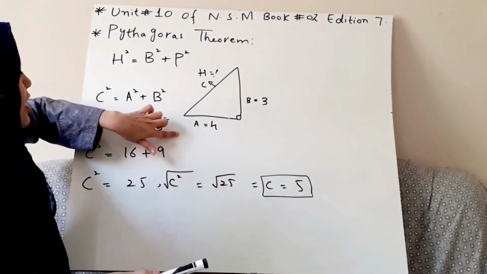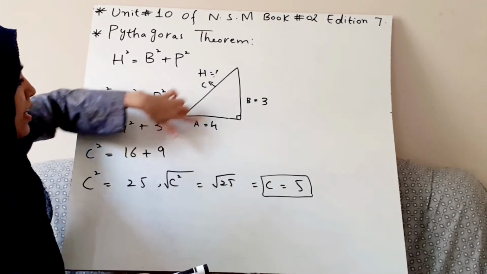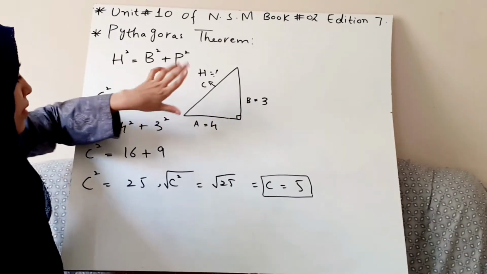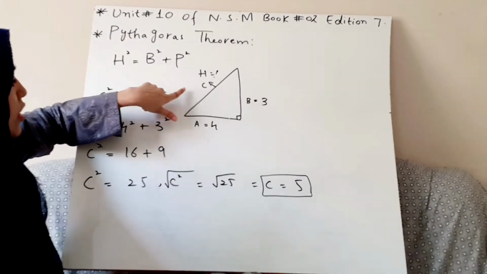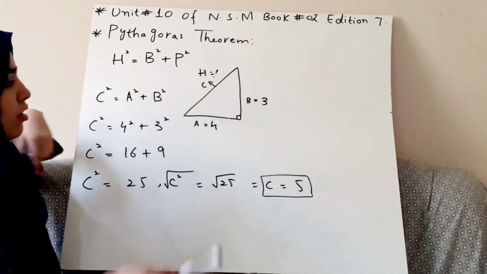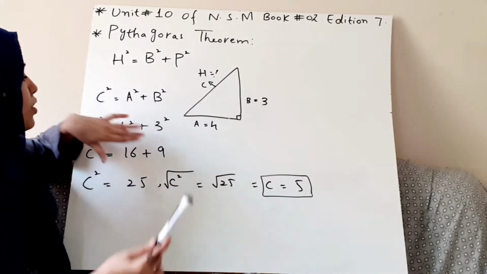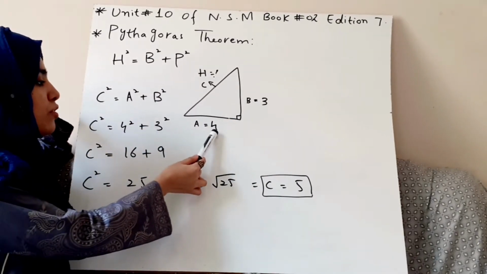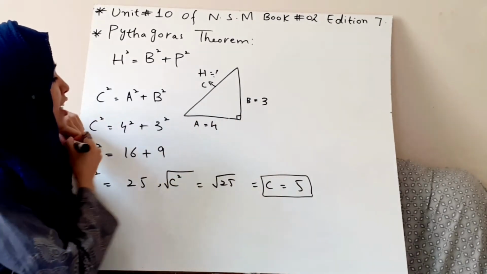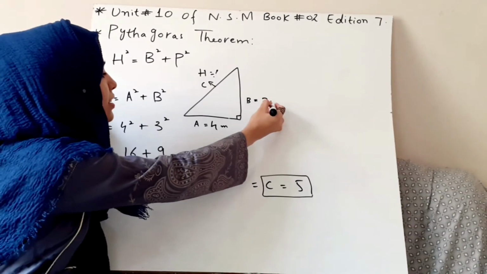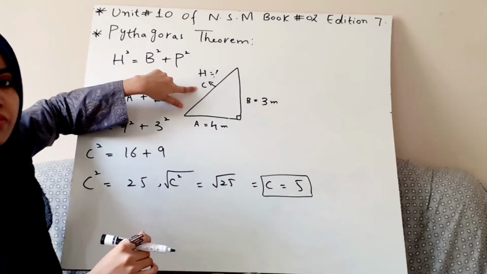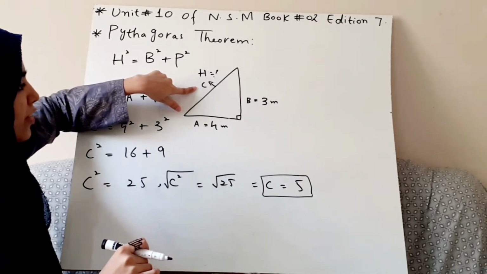So let's suppose I say this side A, this side B, and this side C. So the Pythagoras theorem will be C square equals A square plus B square according to this triangle. So if we are given A equals 4 on this side and this side equals 3, let's suppose 4 meters and 3 meters, and if they ask to find this C, which is the hypotenuse, the longest side of the right angle triangle.